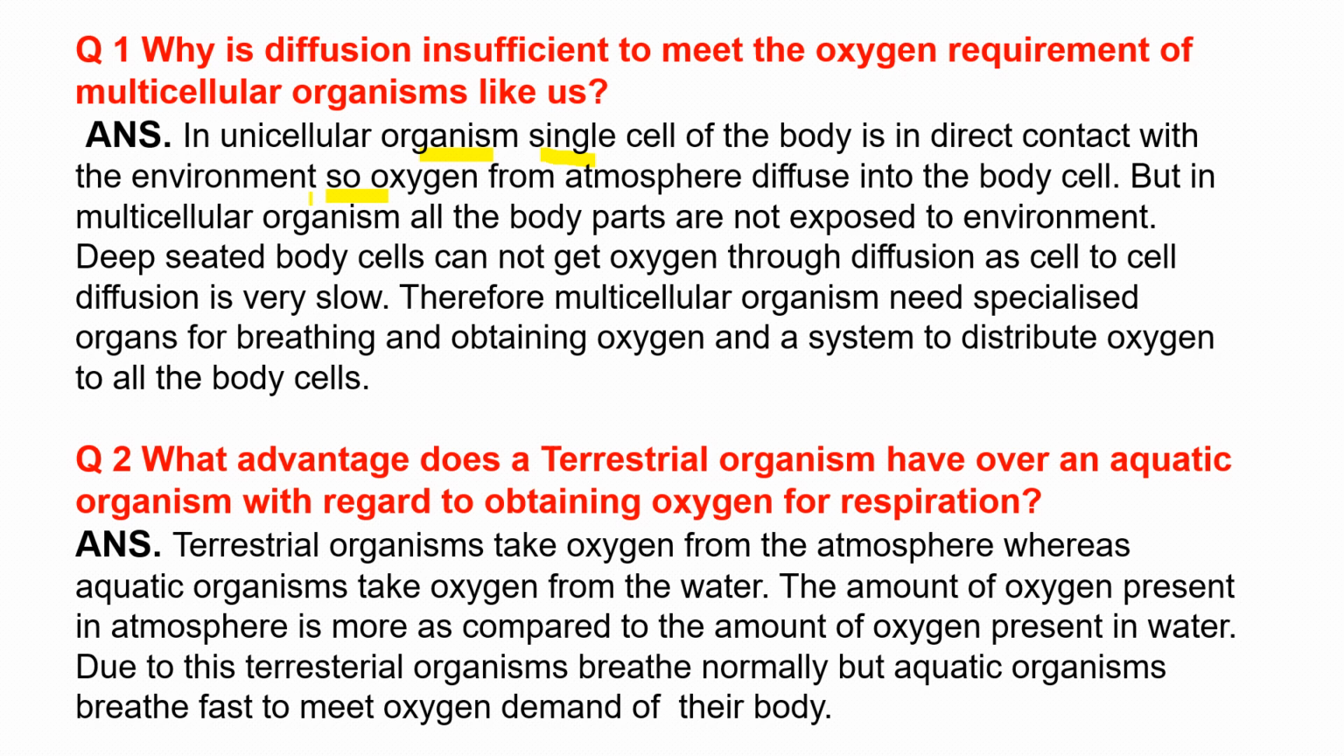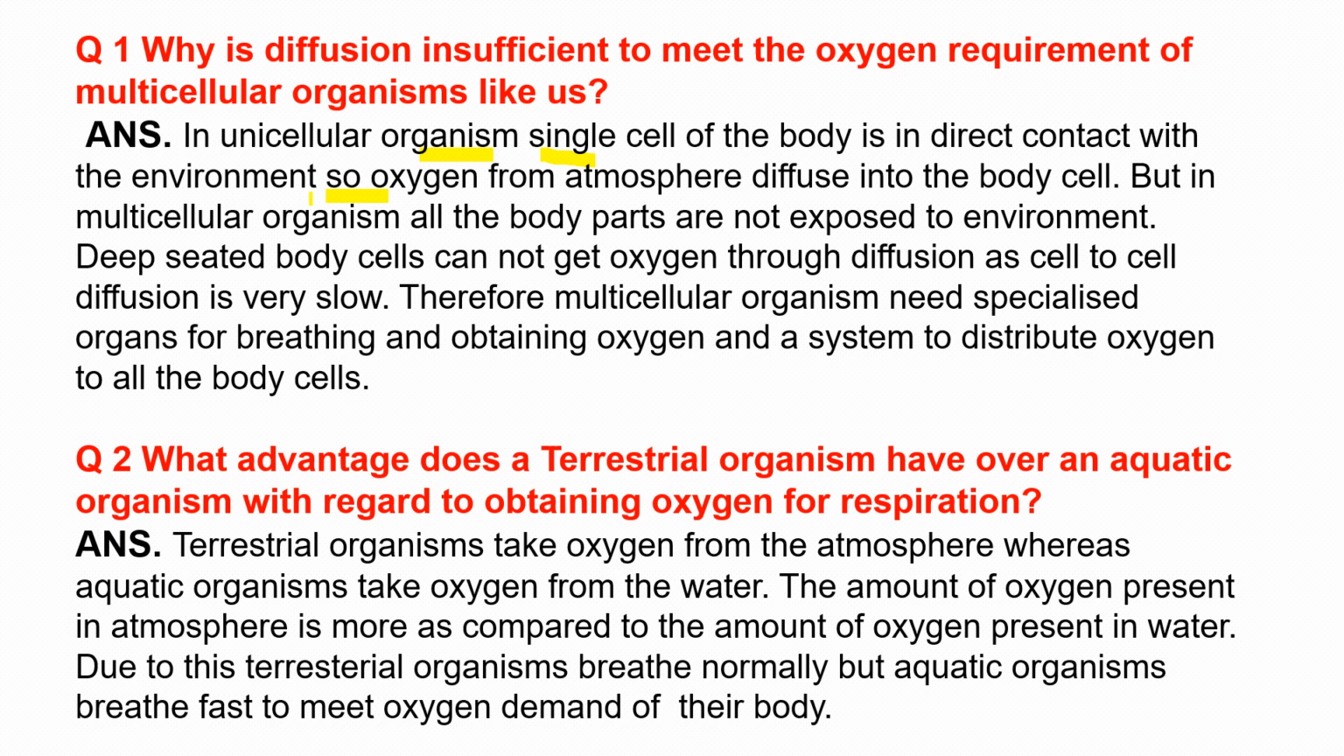Therefore, multicellular organisms need some specialized organs such as lungs for breathing and obtaining oxygen, and a system for distributing oxygen to all the body cells. So what is the conclusion? That in the case of multicellular organisms, diffusion is not sufficient to meet the oxygen requirement because we have many cells and many cells are deeply seated in the body.